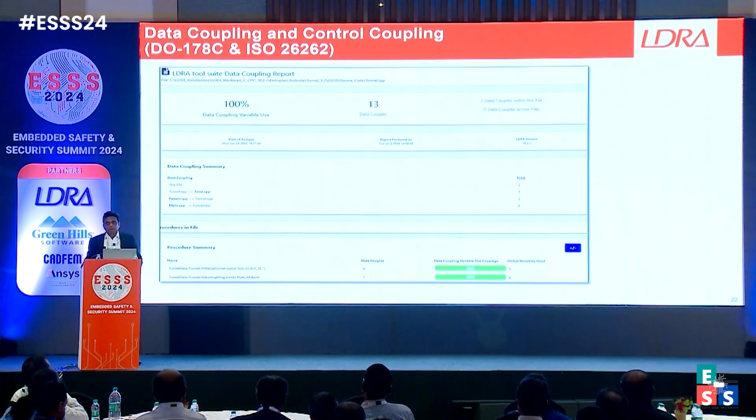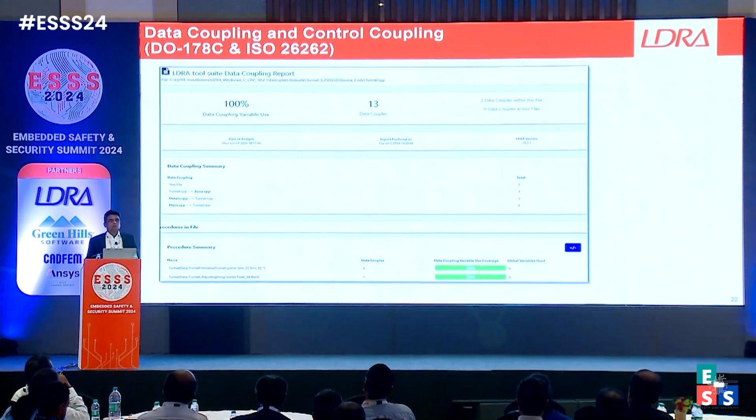So when you complete your requirement-based testing at the integration level or at the system level, the tool is able to automatically generate the data coupling reports. Then you can easily identify if there are any data items or data usage which are not executed after completing the requirement-based test. That will be helpful to the user.